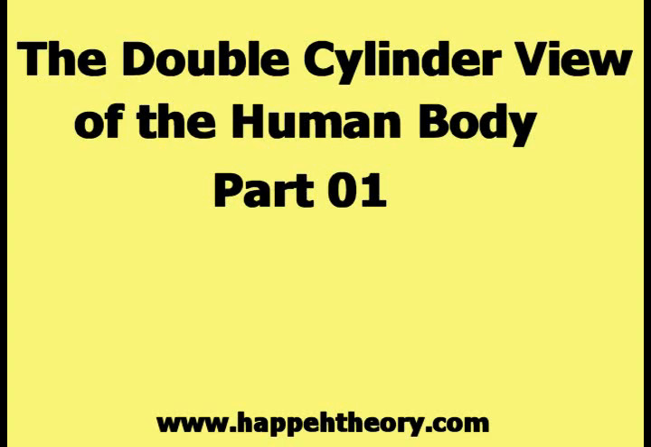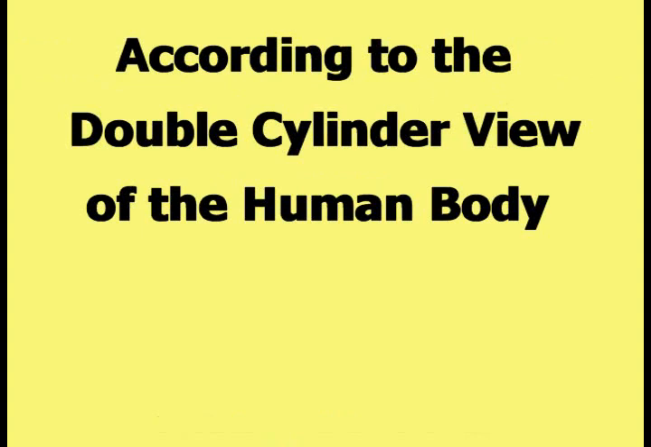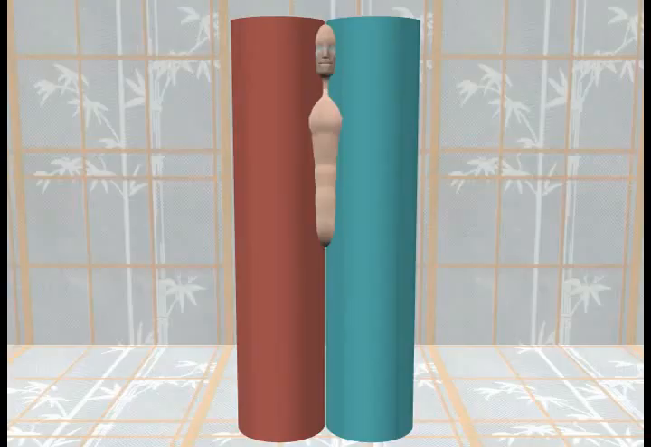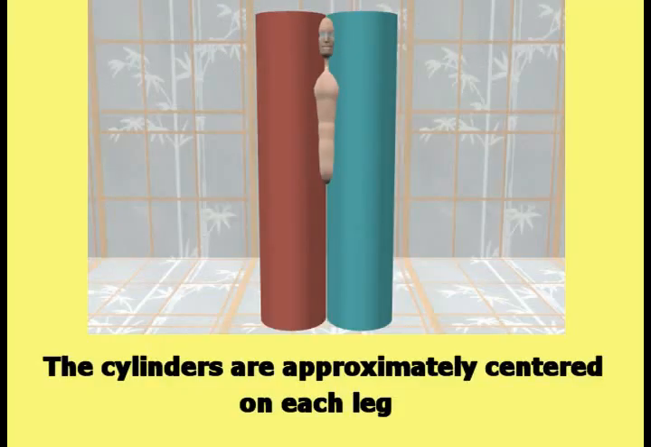This video is part 1 on the double-cylinder view of the human body. According to the double-cylinder view, the human body behaves as if it is constructed of two large cylinders located as shown in this picture. The cylinders are approximately centered on each leg.